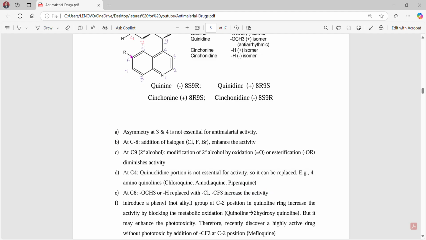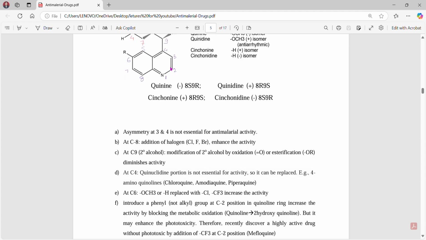If we substitute this R at the 6th carbon atom with a halogen, that is chlorine or trifluoromethyl, it will increase the activity. Introduction of a phenyl but not an alkyl group at carbon number 2 in the quinoline ring increases the antimalarial activity by blocking the metabolic oxidation of quinoline to the dihydroxyquinoline.